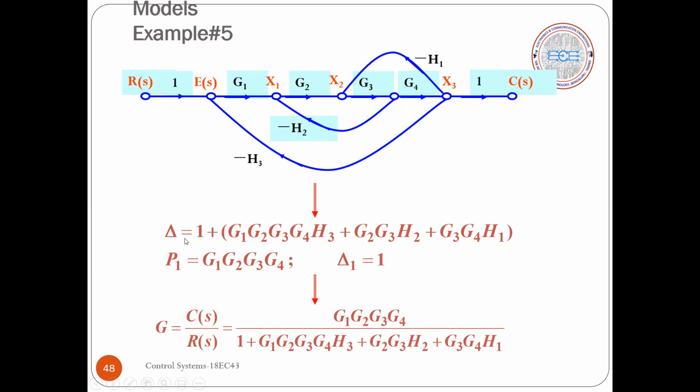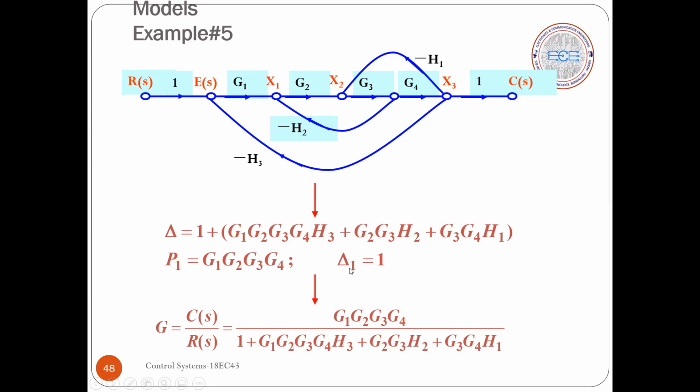Here we have a delta equation which is equal to 1 minus, according to the definition. In all the 3 loops we have minus, and we get plus here. The first term is G1, G2, G3, G4, H3, corresponding to the first loop. G2, G3, H2 is the second loop. G3, G4, H1 is the third loop. So the minus for all the 3 loop gains, I took it out, and according to the formula I had minus, and that minus with the loop gain minus gives plus here. So delta we have computed, and the forward path we have computed.